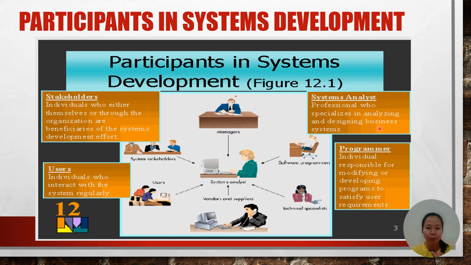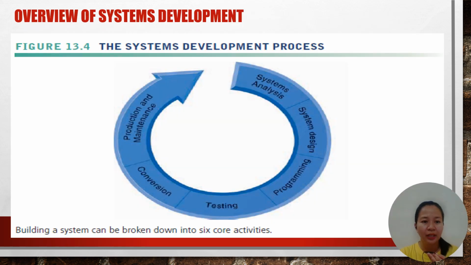Systems analysts are professionals who specialize in analyzing and redesigning business systems. And then the programmers are the individuals who are responsible for modifying and developing programs to satisfy user requirements. So here is the overview of the systems development process: the systems analysis, system design, programming, testing, conversion, and then production and maintenance, and then so on.